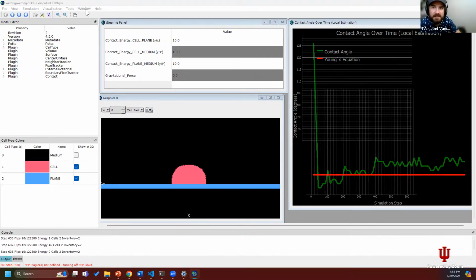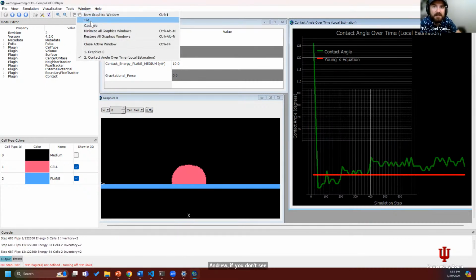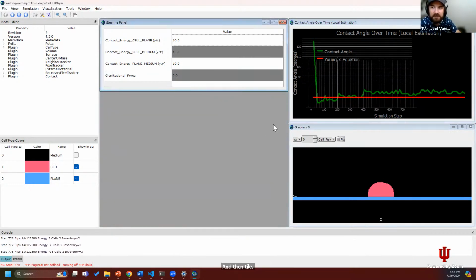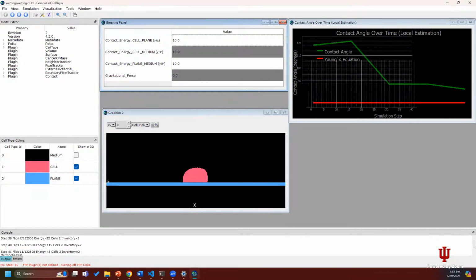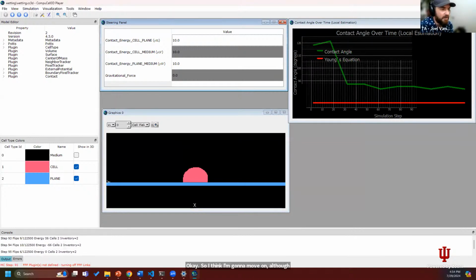Anju, if you don't see it, click over here on Window and then Tile. That will probably tile everything together and you'll see it better. Okay, so I think I'm going to move on, although I think 2 people still need help.